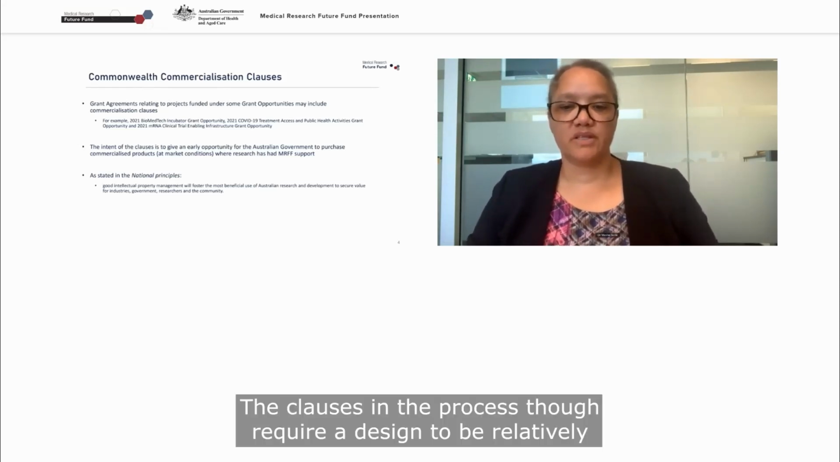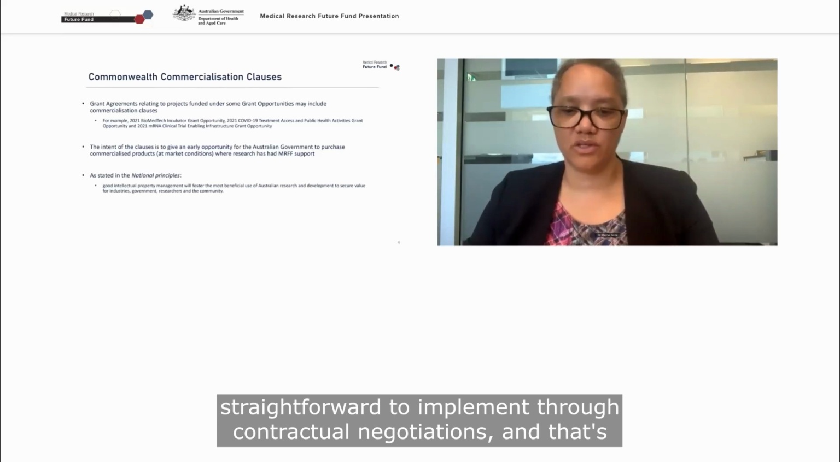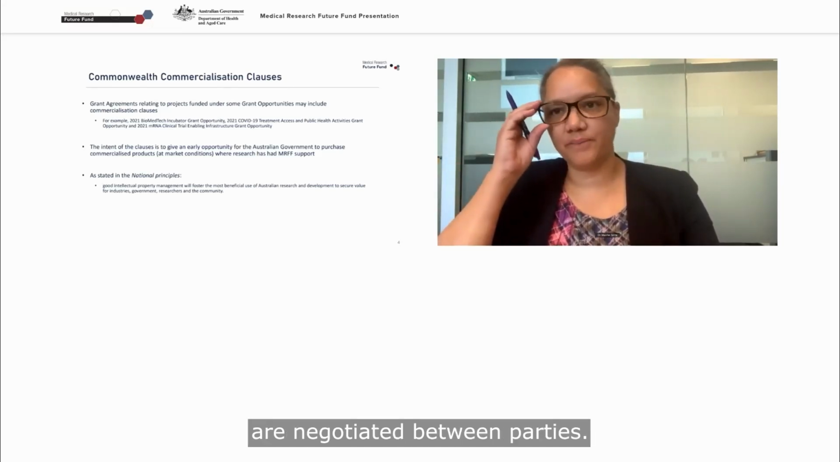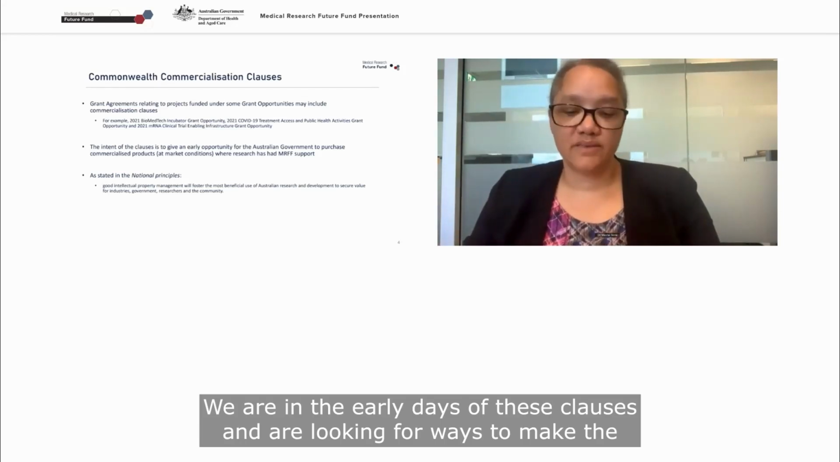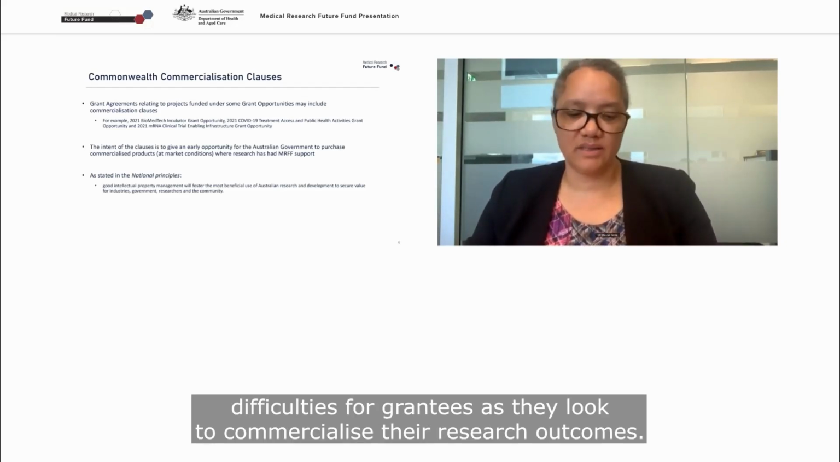The clauses and the process they require are designed to be relatively straightforward to implement through contractual negotiations, and that's that we require certain clauses to be passed on as obligations as contracts are negotiated between parties. We are in the early days of these clauses and are looking for ways to make the process as streamlined as possible, and also to ensure that they don't create any difficulties for grantees as they look to commercialise their research outcomes.